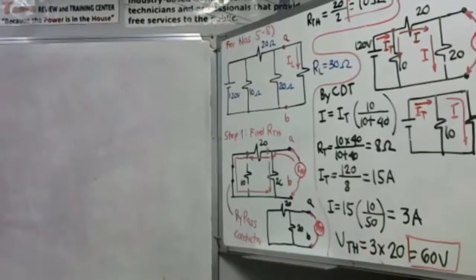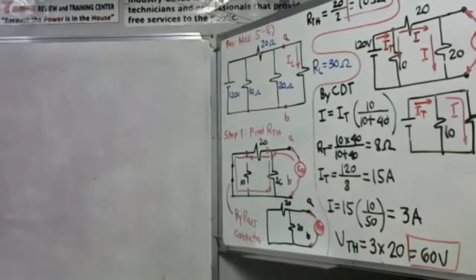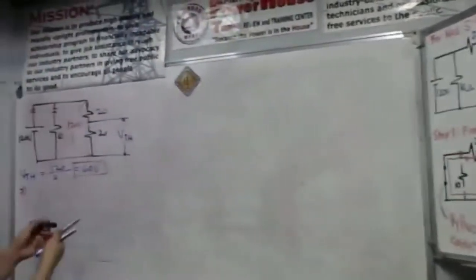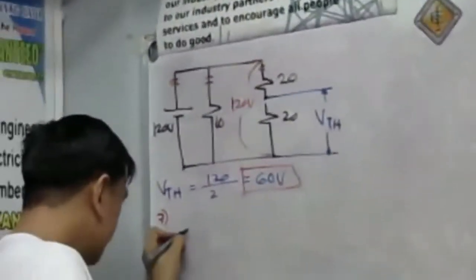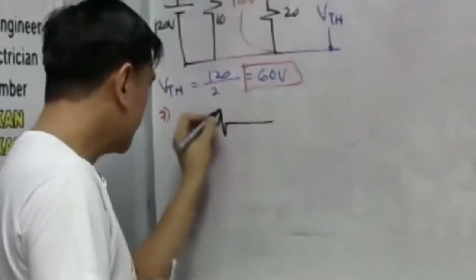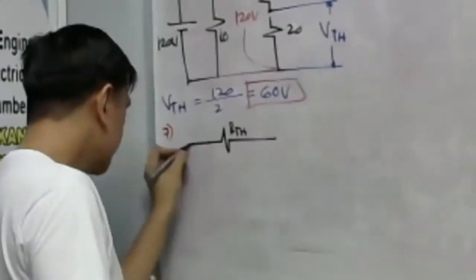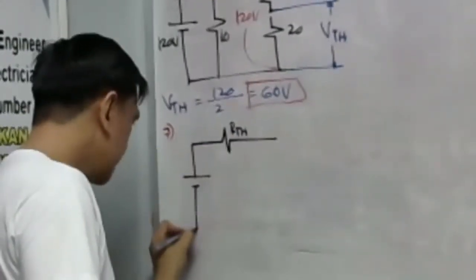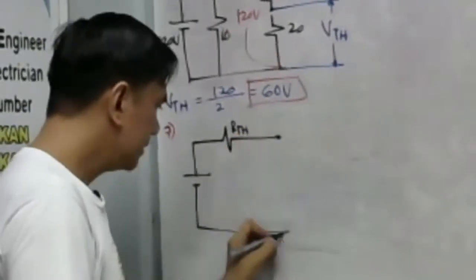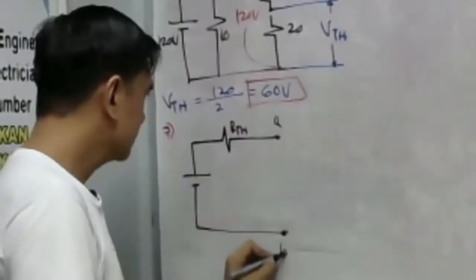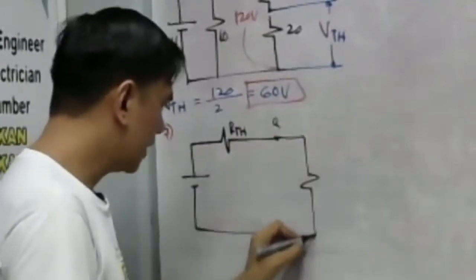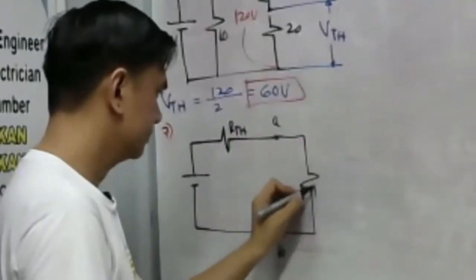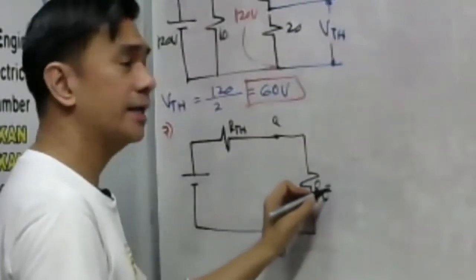So, I think we are now ready to find our load current. Take a look. Here, this will be for number 7. What is the load current? So, we have to obtain first the Thevenin's equivalent circuit. So, this will be the RTH. This will be our VTH here. And then, the 2 points A and B. Let us put now our RL here. Remember that our RL is 30 ohms.